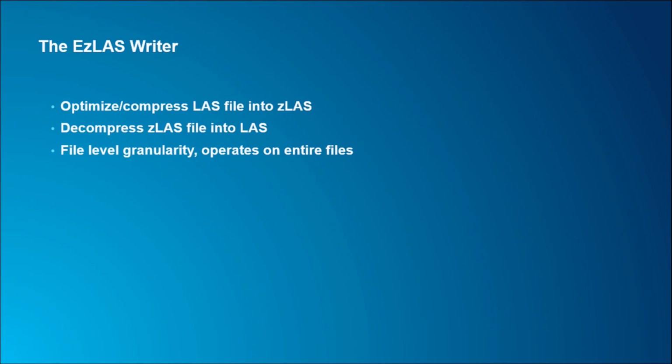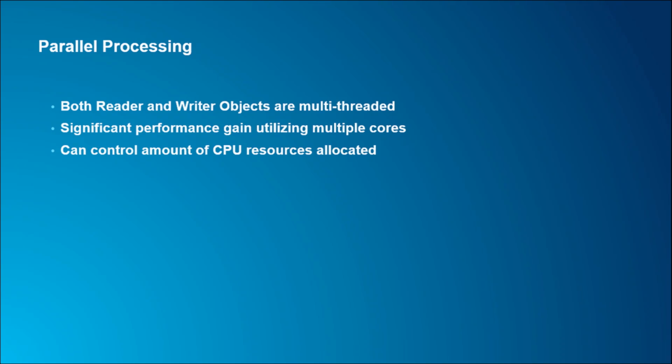The writer is a simpler object. There's not as much to be done with it. It really works at the file level granularity. It's input file, output file to convert back and forth between LAS and zLAS. And both the reader and writer objects are multi-threaded, and you can control the amount of CPU resources you want allocated to either doing the compression or the decompression.